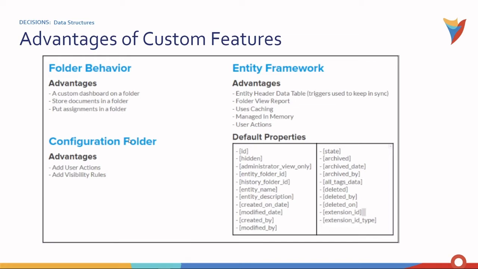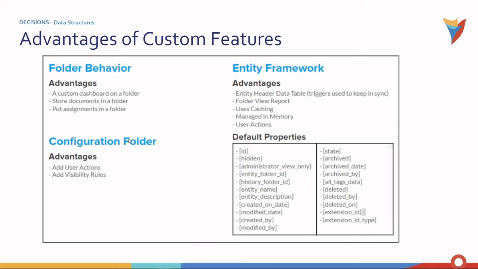With configuration folder, it's going to be your most common one with adding user actions. So if you had a process where you maybe want to send an assignment to another user via a dashboard, and they want to be able to click on a report and go to a review state or send an assignment to another user, this is where that configuration folder will come in handy. But you can also add visibility rules with that configuration folder as well.